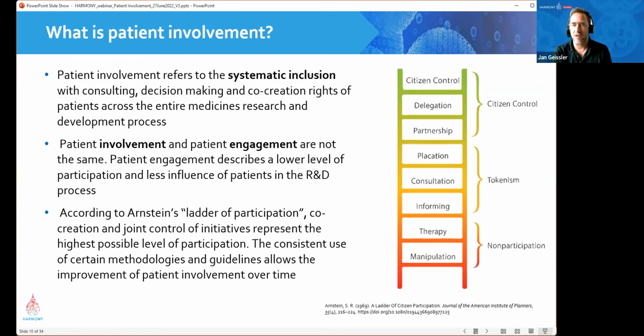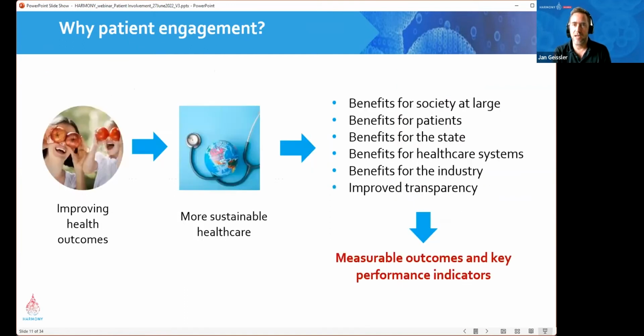That's Arnstein's ladder of participation, which represents a model for that. But the consistent use of methodologies and guidelines is really important, and all the methodologies and guidelines are there today. So why do we do that?